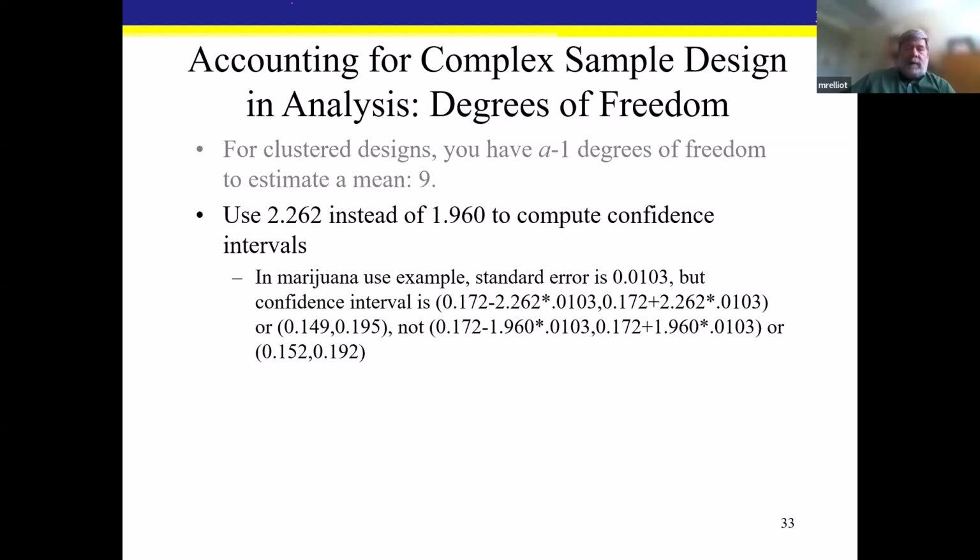So if I just used my usual Z statistic, then I would get a confidence interval from 0.152 to 0.192. But then if I use the correct degrees of freedom, I get 0.149 to 0.195. So the interval is about 6/1000ths wider, 6.6% wider.